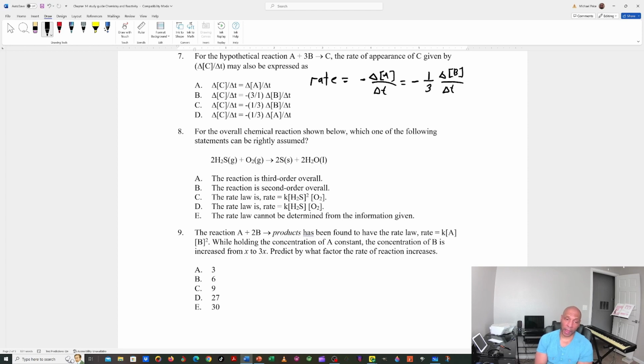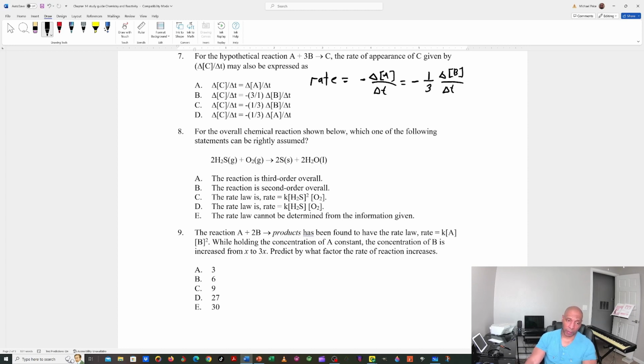Now just from the reaction as given, you cannot determine that the reaction is third order overall. You can't determine anything about the reaction unless you do experiments. Okay, you're going to use your integrated rate laws, or you're going to do initial rates experiments to determine what the rate law is. So it can't be A. The reaction is second order overall. It can't be B. The rate law is okay. You can't determine anything about the rate law.